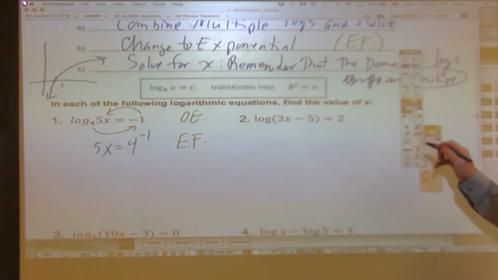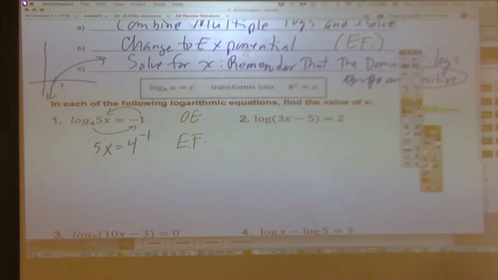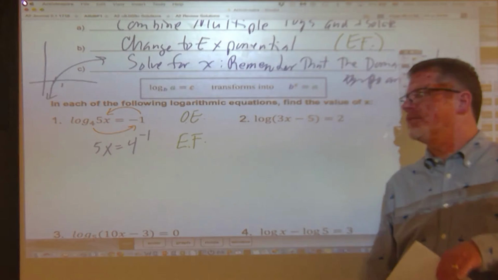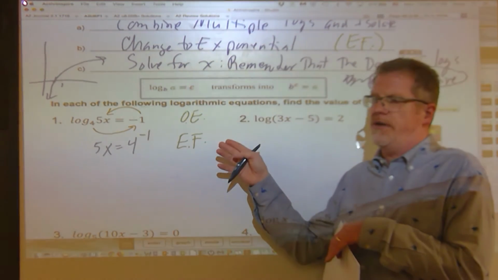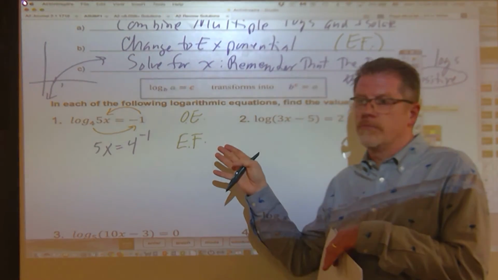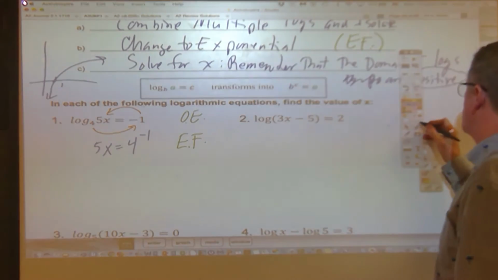And for some of you, that might be the most difficult part of the problem, is just getting the equation transformed from log form to exponent form. Any questions on how I was able to pull this off using the arrow thing? Looks like you're increasingly comfortable with that.